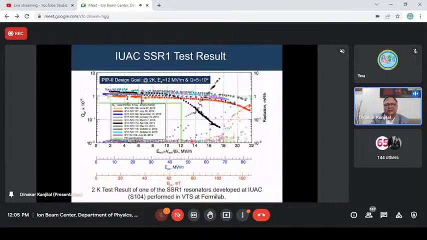Okay. So this means we are contributing in a big way, and these are the characteristics of the resonator made at the Fermilab site. Fermilab did the characterization, not us. Magenta is our line. We are above many other big companies.